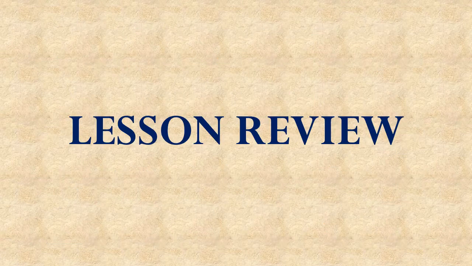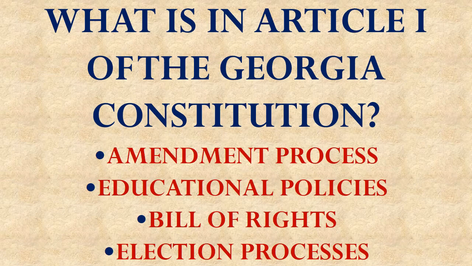All right, let's review what we learned in this lesson. First of all, what is in Article 1 of the Georgia Constitution? Is that where we find the amendment process, or educational policies, or a Bill of Rights, or an election process? Article 1 of the state constitution is a Bill of Rights.